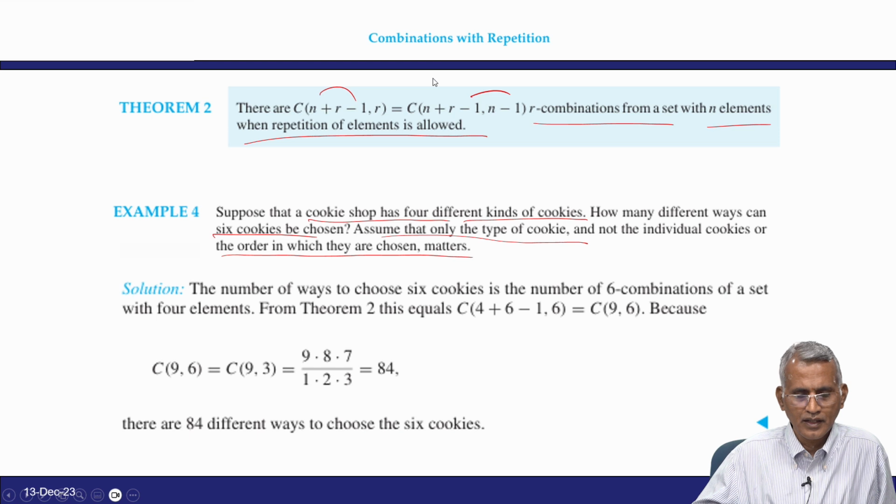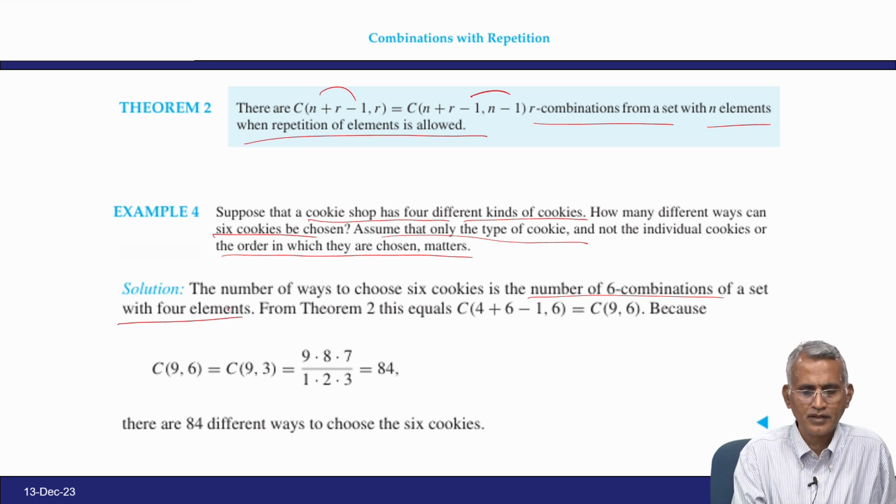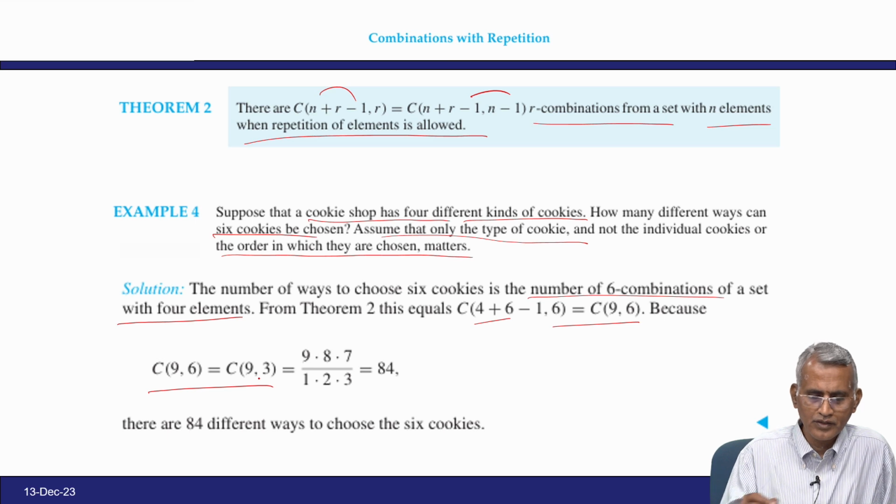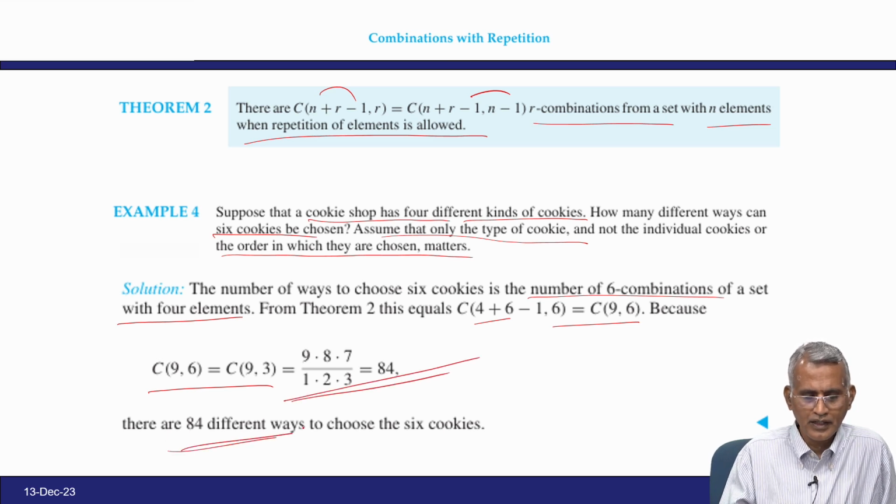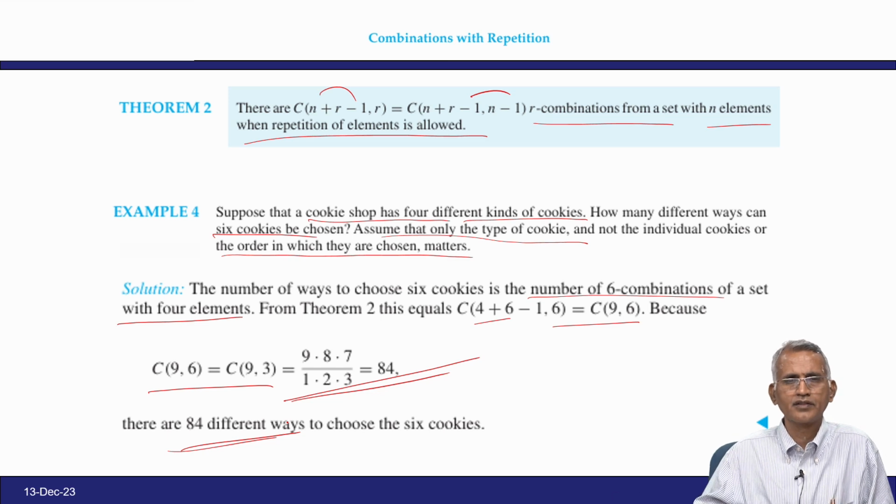The solution: the number of ways to choose 6 cookies is the number of 6-combinations of a set with 4 elements. The above theorem says that with n equal to 4 and r equal to 6, we have n plus r minus 1 C r, which is 4 plus 6 minus 1 C 6, which is equal to 9C6. Because 9C6 is equal to 9C3, which is 9 into 8 into 7 by 1 into 2 into 3, equal to 84. There are 84 different ways to choose the 6 cookies.